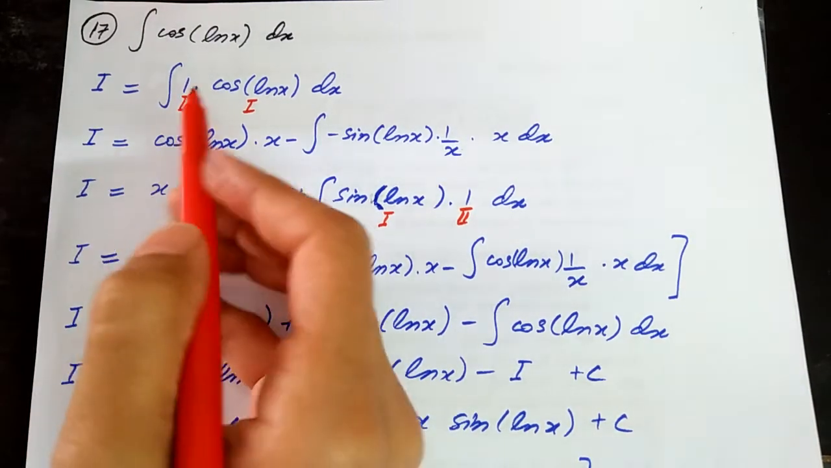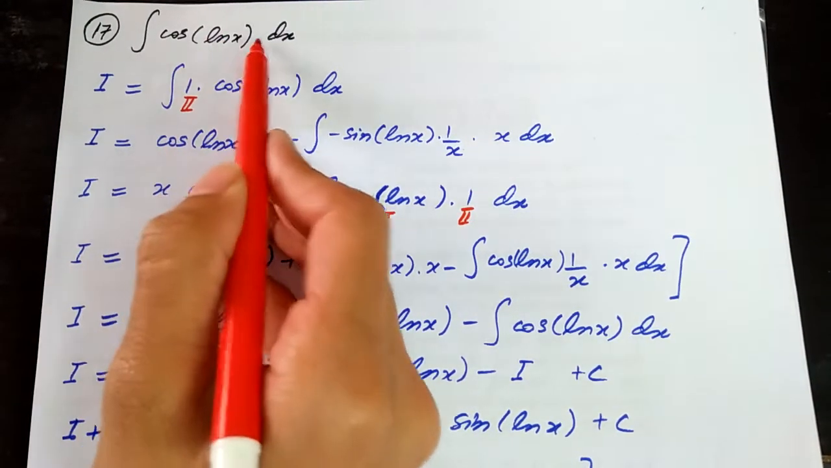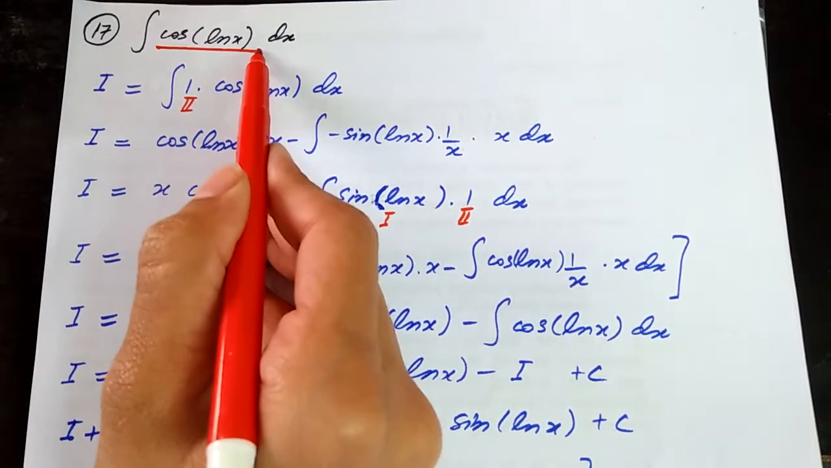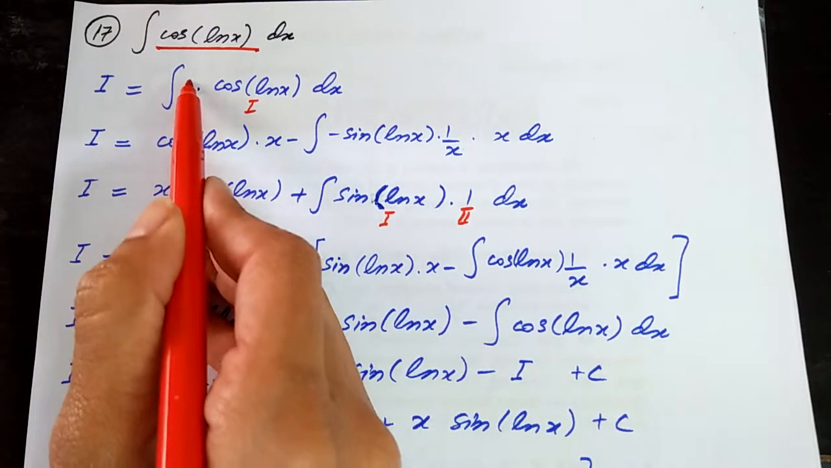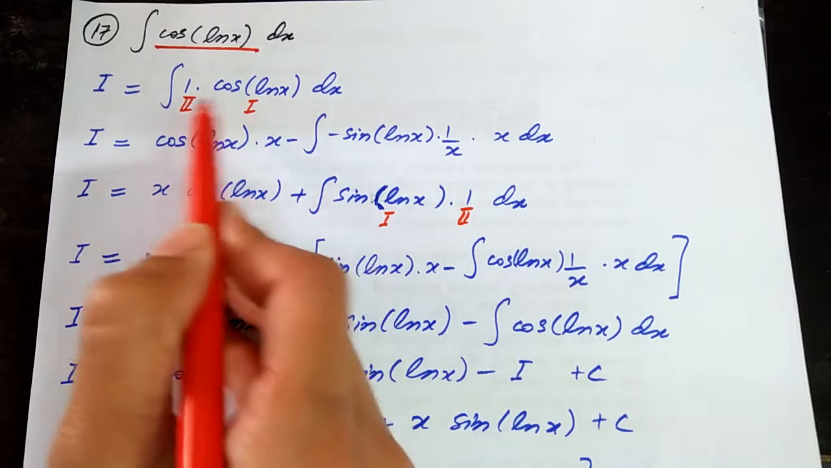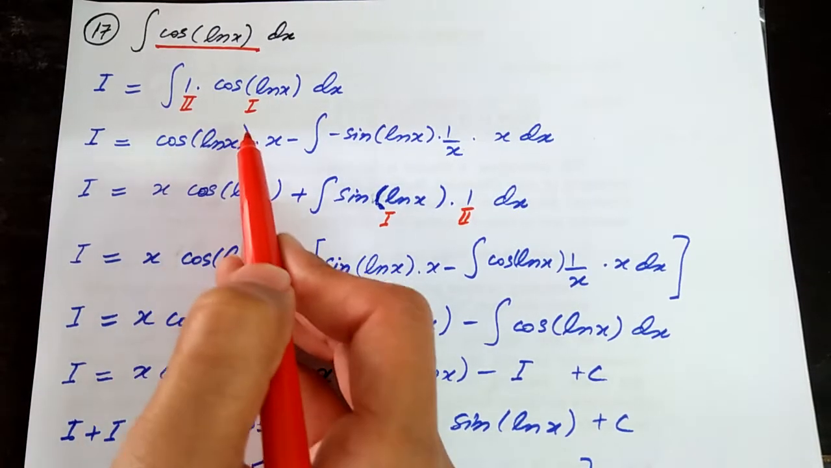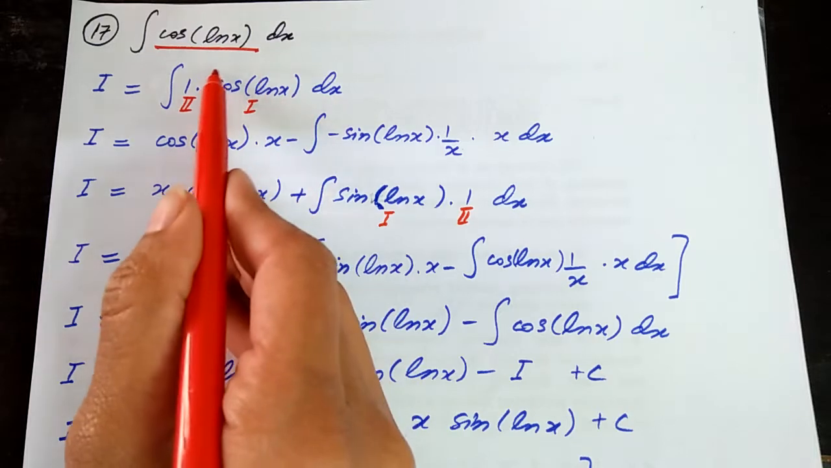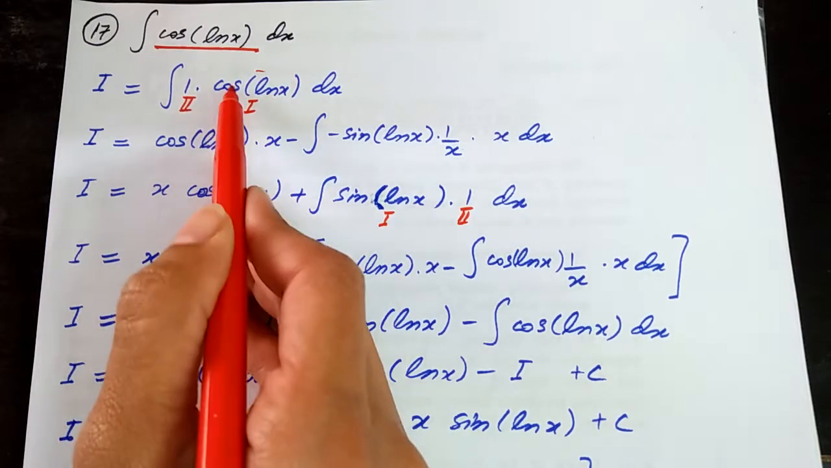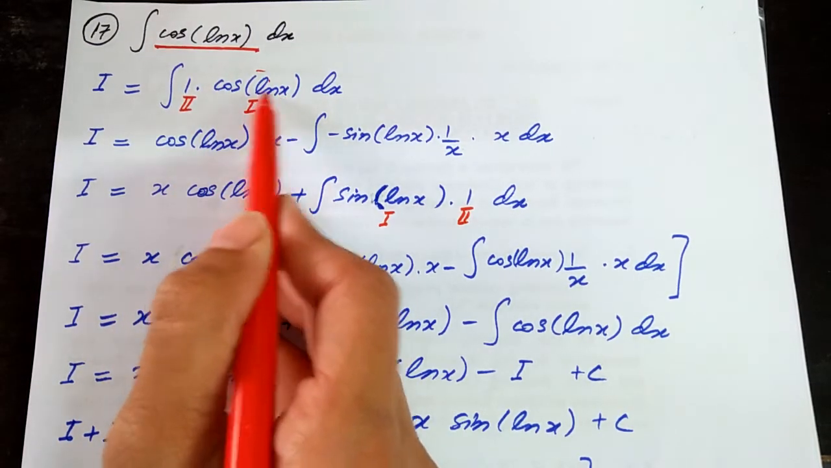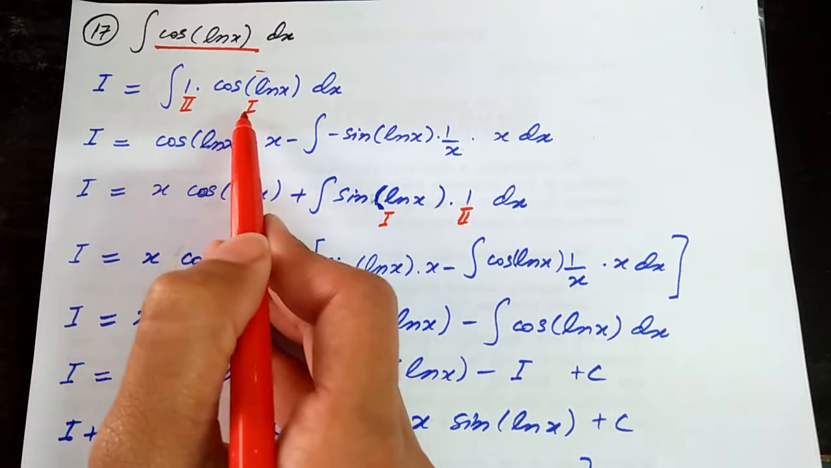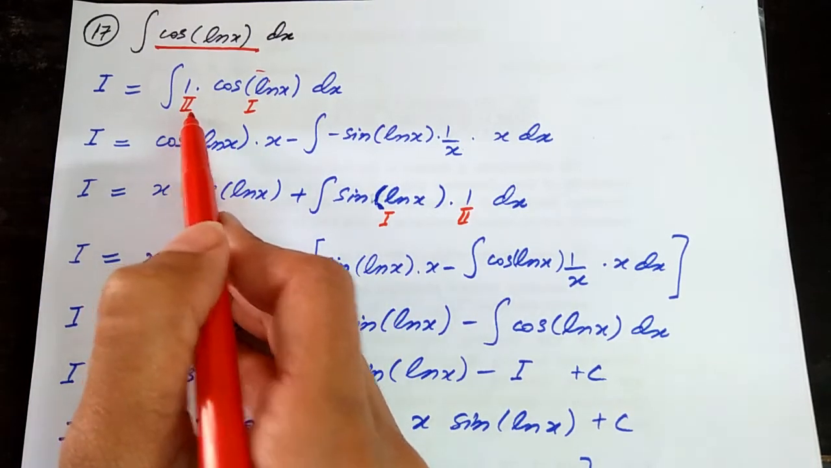Question number 17. Integrate cos of ln x dx. Now here you see we have only one function, this one. I just wrote it like 1 into cos ln of x so that we can use the integration by parts formula here. We know that it is difficult to integrate cos ln of x because ln of x has no integration. So I have taken this function as the first function and this one as the second function.